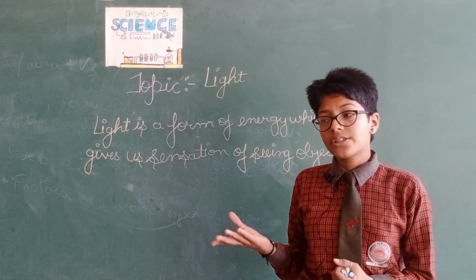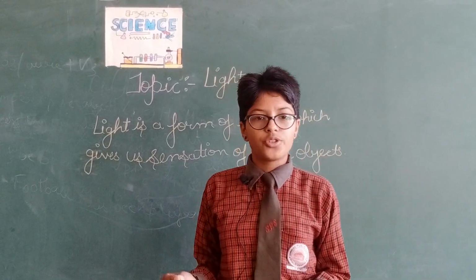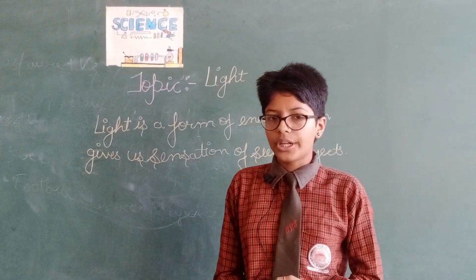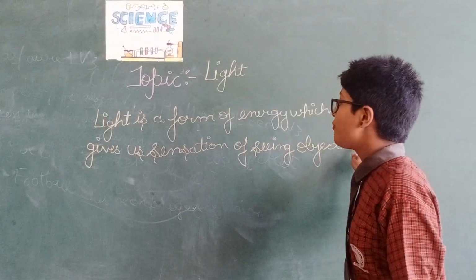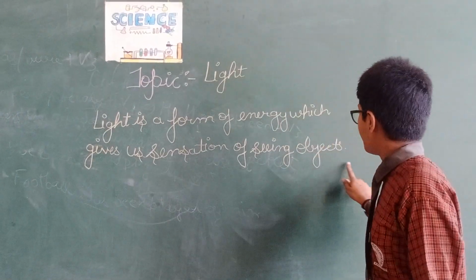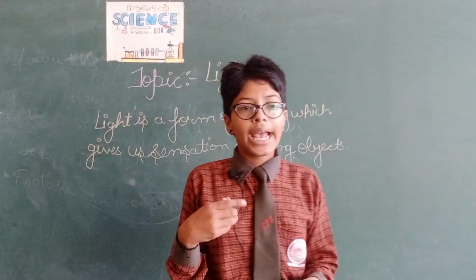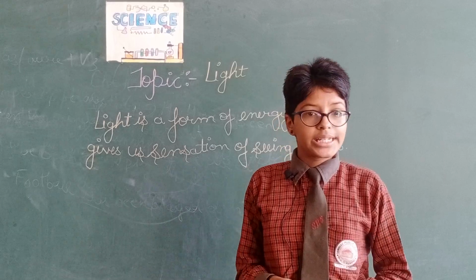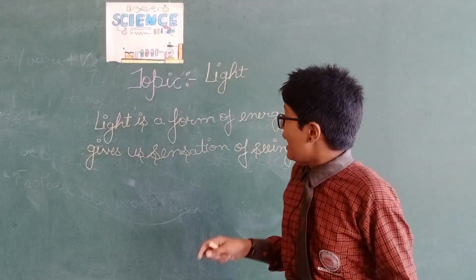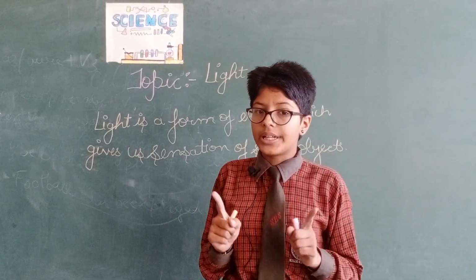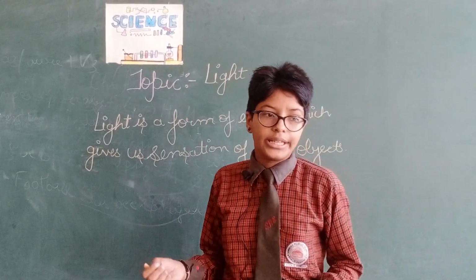Why are we able to see these objects? We are only able to see these objects due to the presence of light. So, we will discuss this important chapter, which is light. First of all, the question arises: what is light? Light is a form of energy which gives us the sensation of seeing objects. It helps us to see all the objects around us. But how does it help us? We will discuss this also, but later in this chapter.